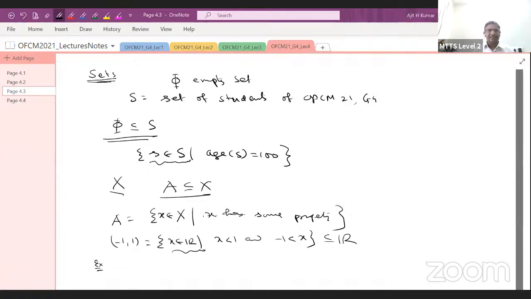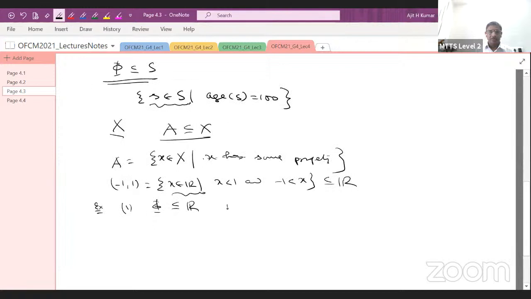This empty set we wrote as a subset of the set of students. So the first thing is, write the empty set as a subset of real numbers in, let us say, at least 2 ways. Second, the set of integers: write that as a subset of rational numbers. And third, think of the set of integers again as a subset of real numbers. Okay, so try to write this.